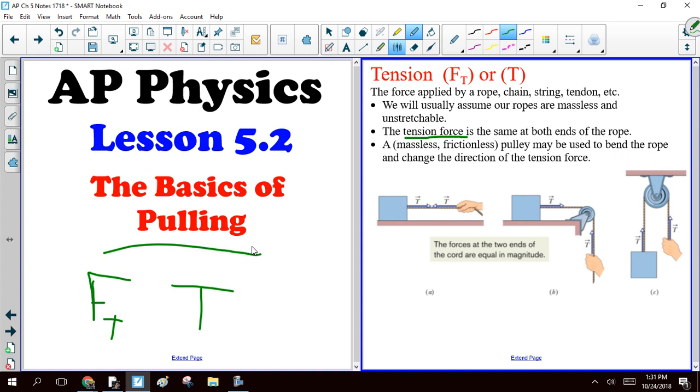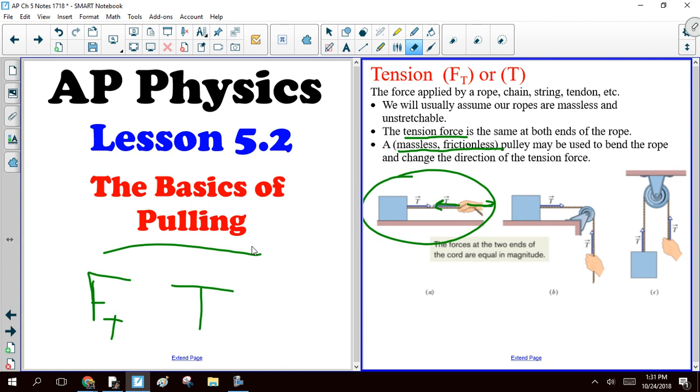We will frequently be using massless, frictionless pulleys to bend the rope. So in this first example, the hand is pulling the rope this way. That means the rope is pulling the hand this way. The way I always think of it is the rope acts as a conduit for the force. The rope transfers the force from the hand to the box. So the hand pulls the rope, which means the rope pulls the box with some amount of force, tension.